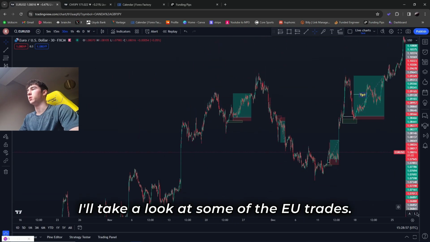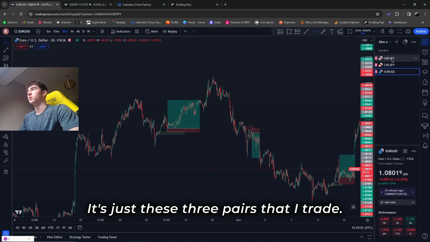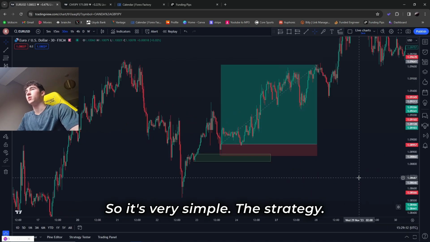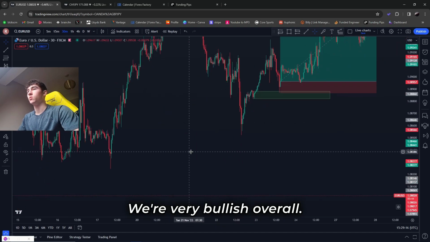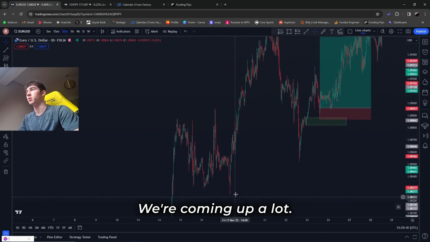So I'll take a look at some of the EU trades at the moment. It's just these 3 pairs that I trade. So it's very simple, the strategy. It's the same for all setups. Right here, what do we see? We're very bullish overall. We're coming up a lot.